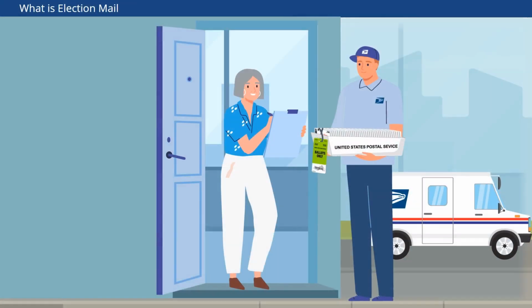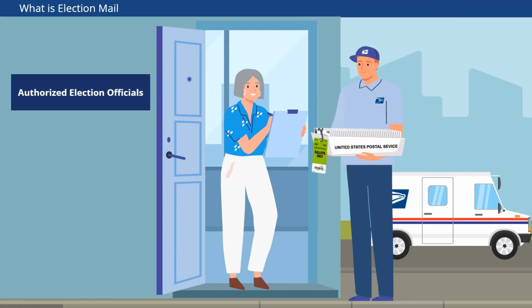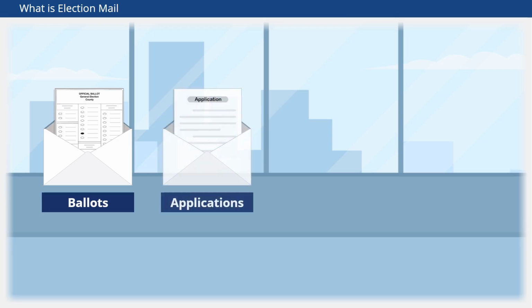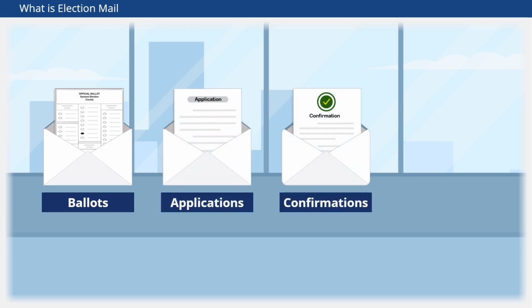Any item mailed to or from authorized election officials that help citizens participate in the voting process is considered election mail. This includes ballots, as well as things like applications, voter registration confirmations, and other notifications.